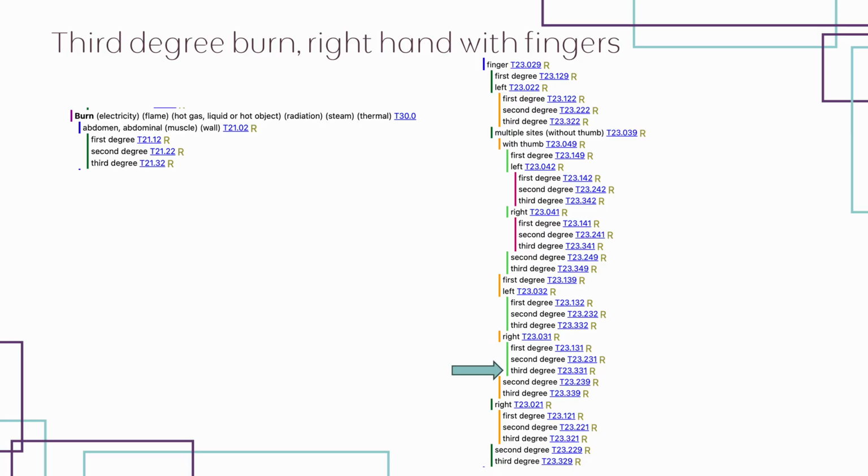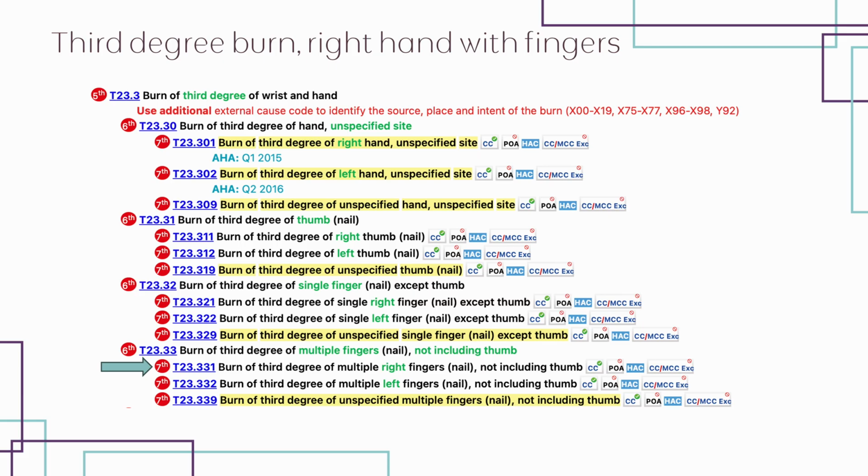Then we need to identify the severity, which is the third degree. So now let's verify and expand code T23.331. Code T23.331 is for burn of third degree of multiple right fingers and nails, not including the thumb.